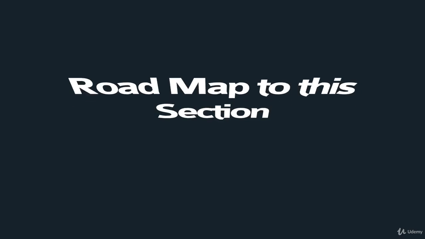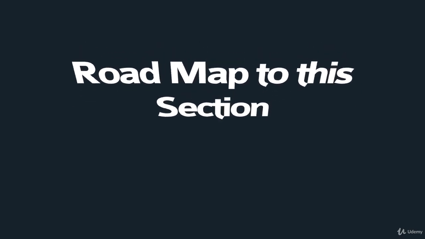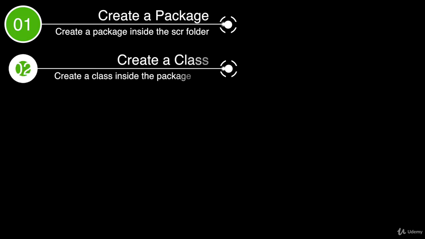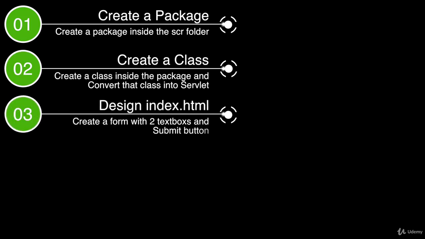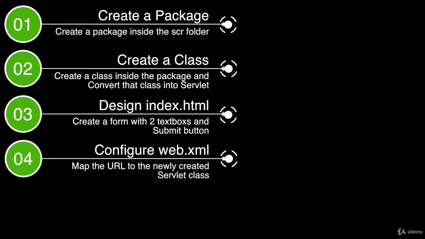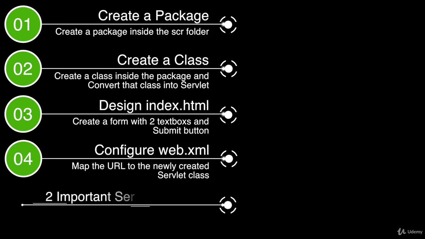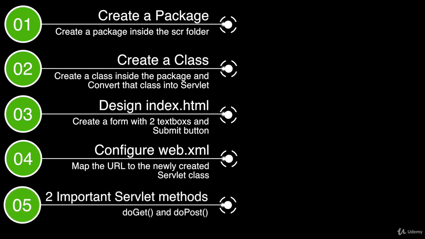Before creating a Servlet, let's look at the roadmap to this section. Obviously, the first step is to create a package inside the source folder. The second step is to create a class inside the package and convert that class into a Servlet class. The third step is to design the index.html. We will create a form with two text boxes and a submit button. The fourth step is to configure the web.xml. We will map the URL to the newly created servlet. The last and final step is to discuss the two important servlet methods.